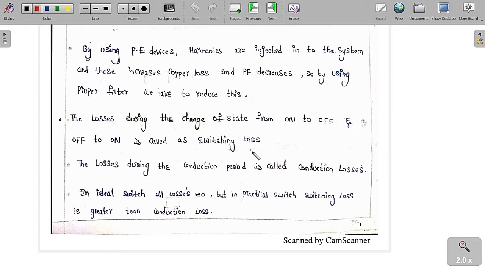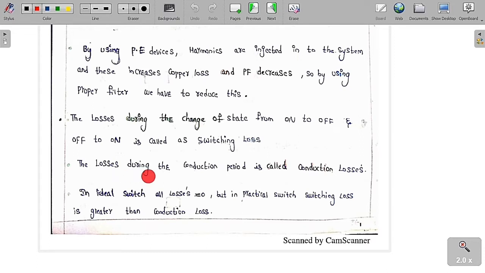Whenever the electronic device is switching from on to off or off to on, during a small amount of time, some amount of losses occur. During that small amount of time, those losses we count as the switching losses in the electronic devices.